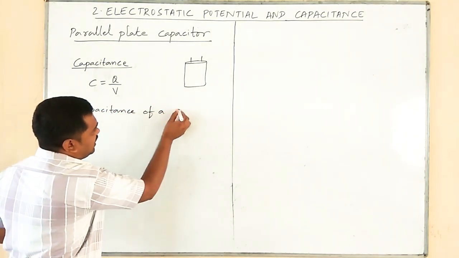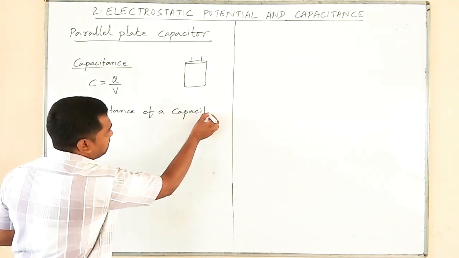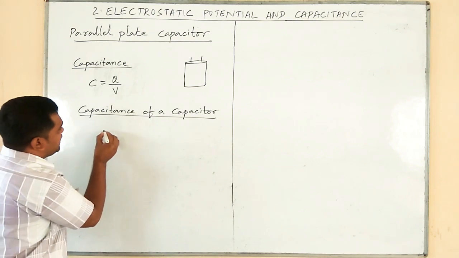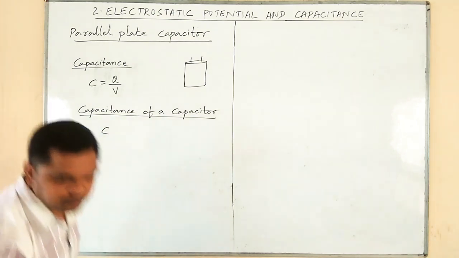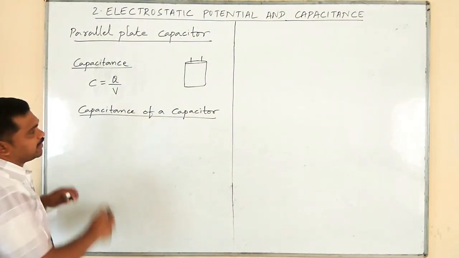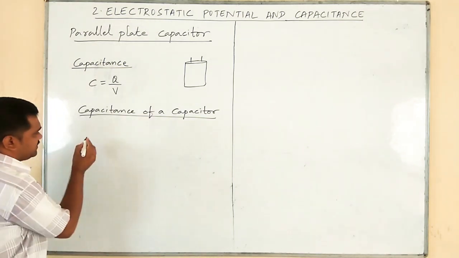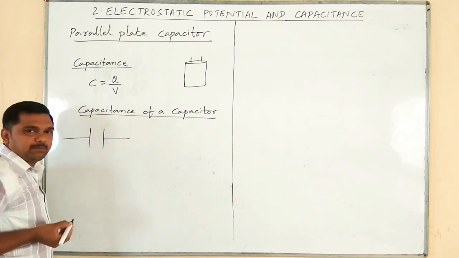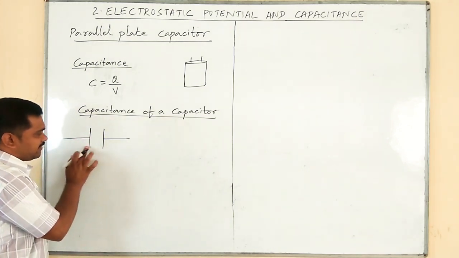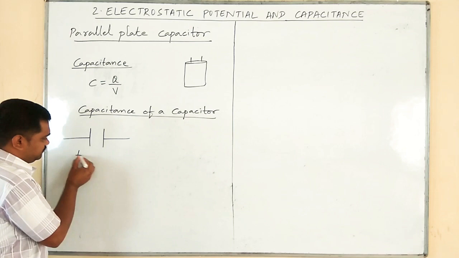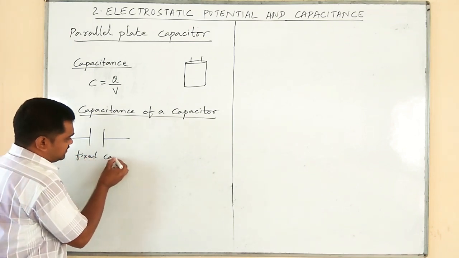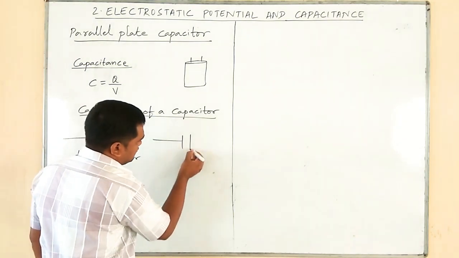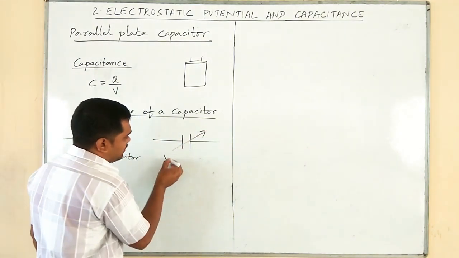Capacitance of a capacitor. Just like this, capacitance of the capacitor. See, first I will write the circuit symbol of a parallel plate capacitor. This is the circuit symbol of the parallel plate capacitor, which is having a fixed capacitance. It is a fixed capacitor, whereas this is a variable capacitor.